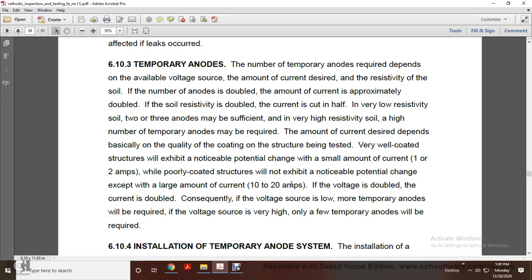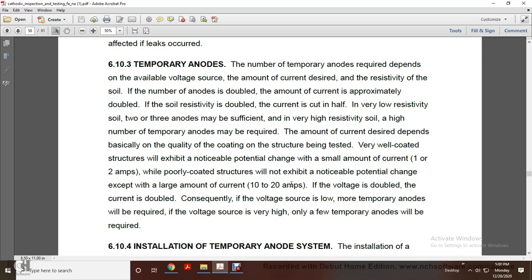610.3, temporary anodes. The number of temporary anodes required depends on the available voltage, the amount of current desired, and the resistivity of the soil. If the number of anodes is doubled, the amount of current is approximately doubled. If the soil resistivity is doubled, the current is cut in half. For very low resistivity soil, two to three anodes may be sufficient, but for very high resistivity soil, a high number of temporary anodes may be required.